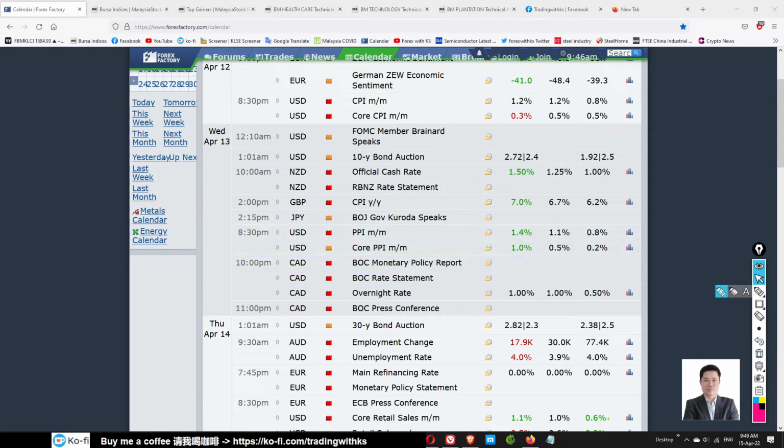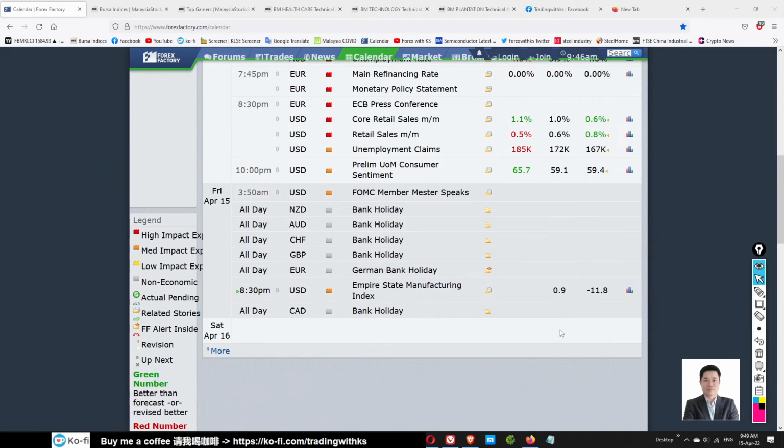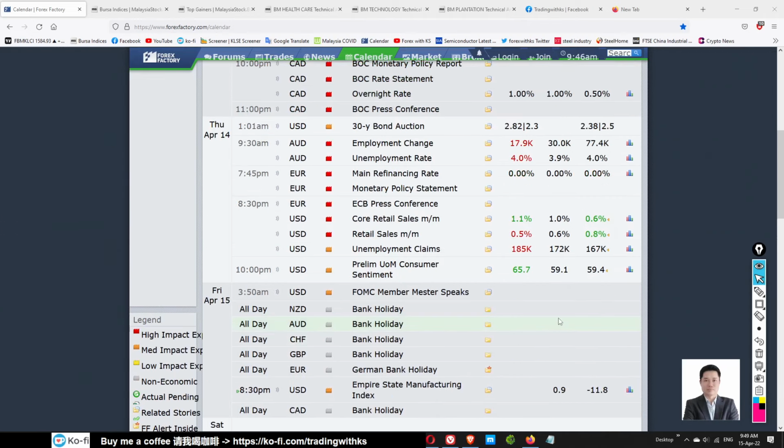Also, New Zealand, we got the official cash rate that went up from expected 1.25 to 1.5. So this is good for the New Zealand dollar. Other than that, Thursday we have AUD employment data that isn't so great. Then we got retail sales from the US, also inconsistent. Core retail sales went up, but retail sales went down. Quite a lot of conflicting data.